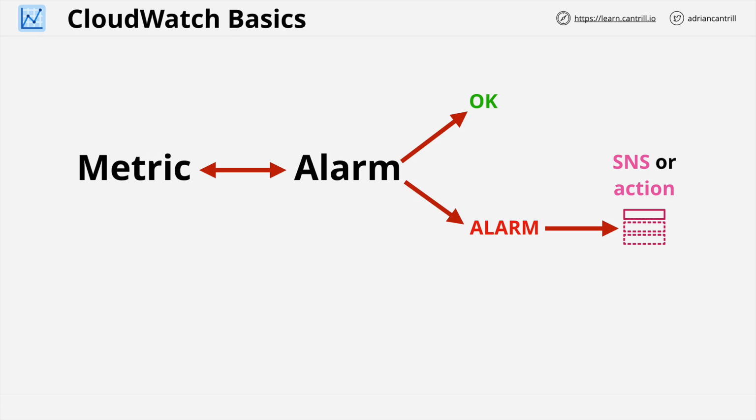Alarms can also be in a third state, which is called insufficient data, and that's generally how alarms start before they've amassed enough data to assess whether they should be in an okay or an alarm state. And insufficient data is fine, it just means that the alarm is gathering that data.